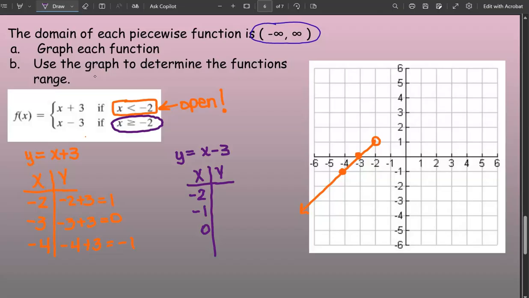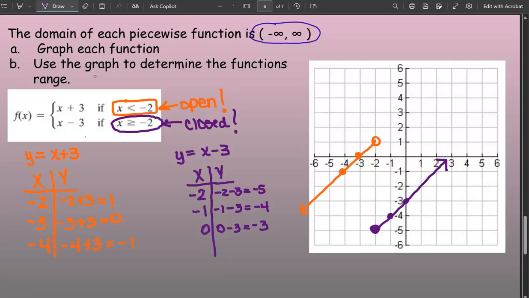So let's see. I get negative 2 minus 3 is negative 5. Negative 1 minus 3 is negative 4. 0 minus 3 is negative 3. And so I have to point out here, when x is equal to negative 2, that is going to be a closed dot. So negative 2, negative 5 is closed. Negative 1, negative 4. 0, negative 3. And there's my piecewise function.